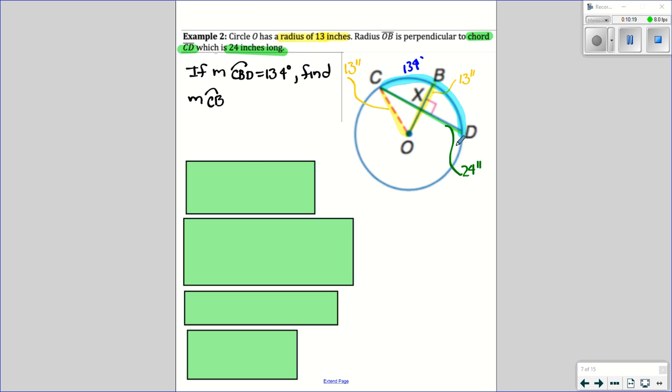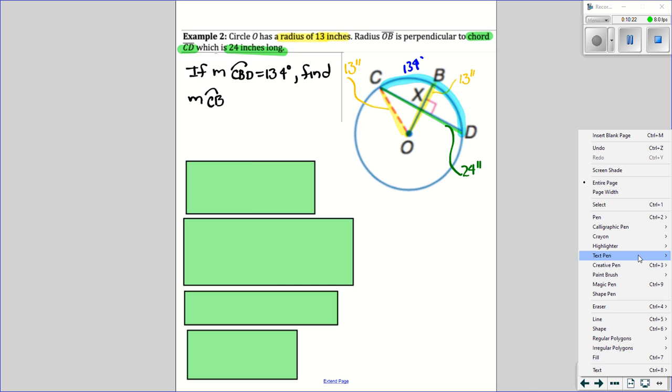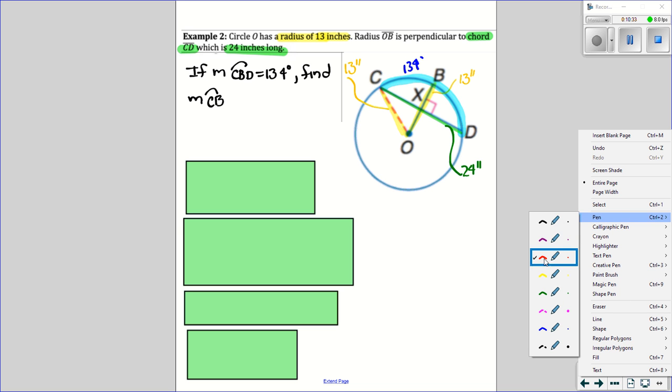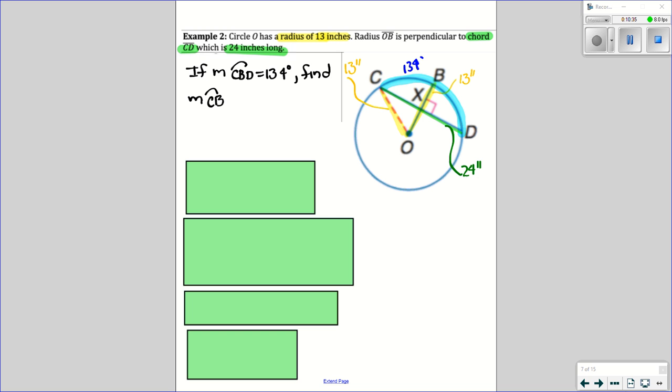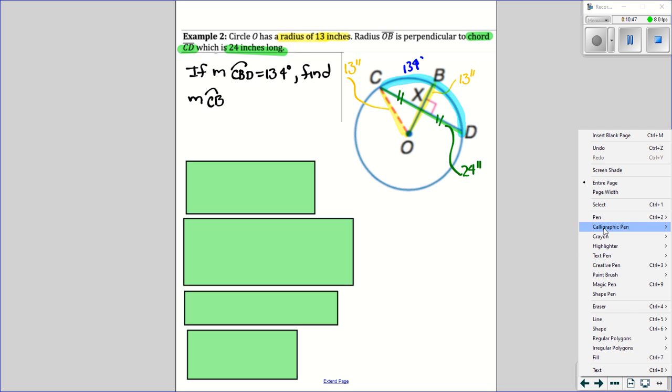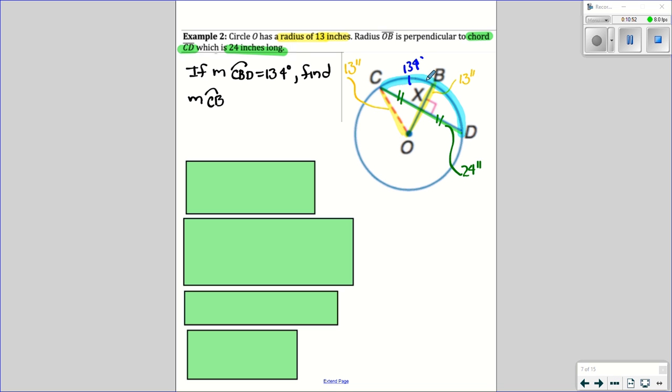Let's go back to what we know based on the theorem. We know that when a radius and a chord intersect, they create a right angle, and that radius bisects the chord into two congruent segments. So that means that CX is going to be congruent to XD, and arc CB is going to be congruent to arc BD.